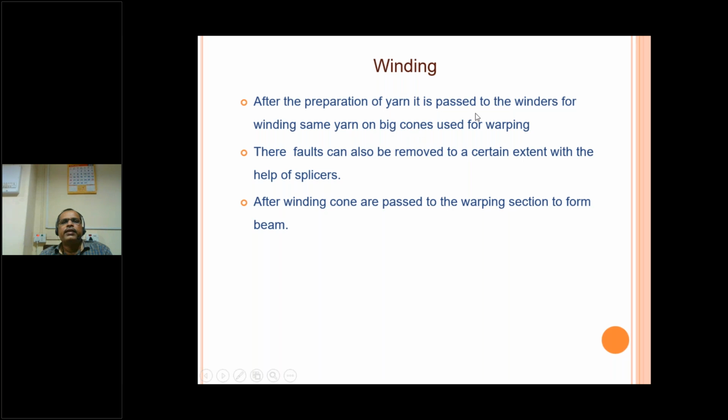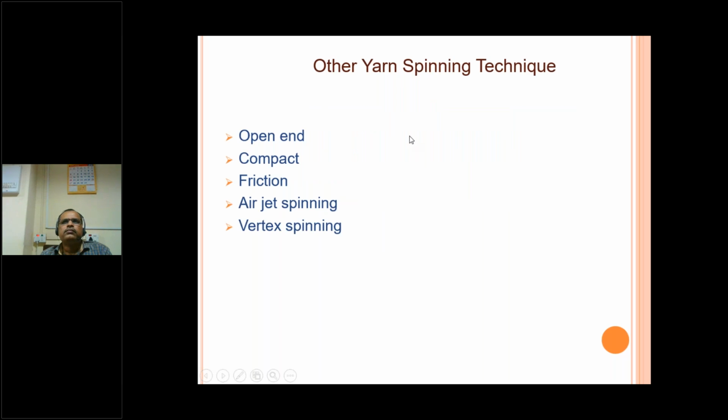After the preparation of yarn, it's passed to the winders for winding the same yarn onto big cones for warping, for the weaving section. Faults can also be removed to a certain extent with the help of splicers. Here an electronic yarn clearer and a splicer are in the machine. It clears the fault and splices again without any fault. After winding, cones are passed to the warping section to form the beam.